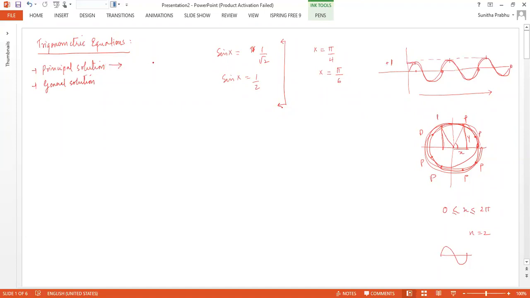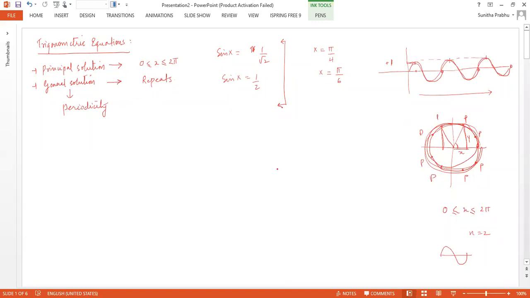Okay. So first time around is called the principal solution, when x is going to lie between 0 and 2 pi. And when it repeats itself, it is called the generic solution or general solution. Okay, so the general solution is because of the periodicity of the sine function, cos, and even tan.